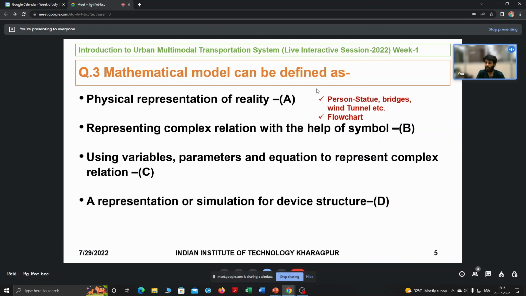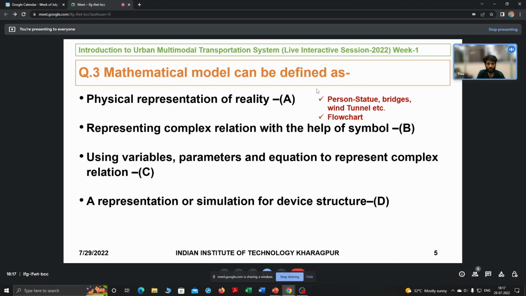Whoever has joined, I am describing this mathematical model, right? There are four options, so I will describe each of these. First is physical representation of the reality. Physical representation of the reality means it's not a mathematical model, it's a physical model of the reality. So if you made a statue of a famous person, that can also be a kind of model, a physical representation of reality.